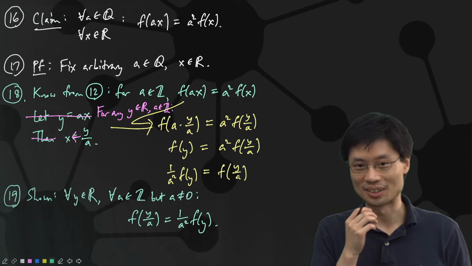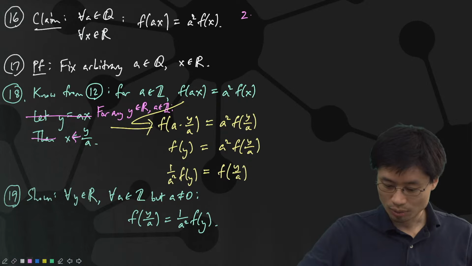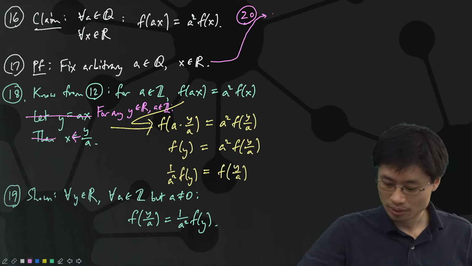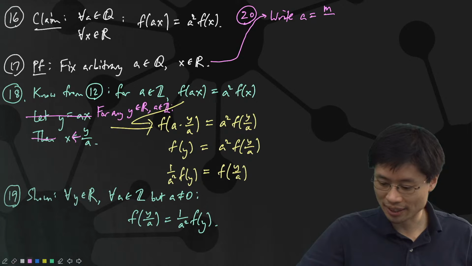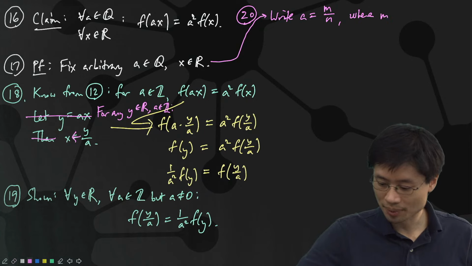How can I use this to move up to there? And because there's a bit of shortage on time, I want to save some time by giving you a suggestion. Remember I said, fix arbitrary a, which is rational, x, which is real. Give a an expression. So just continuing from 17, write a as some fraction, m over n, where m and n are integers.